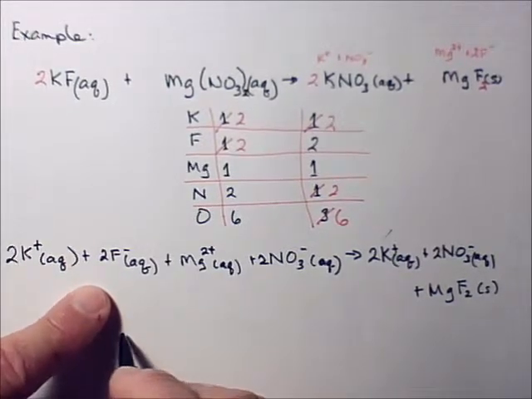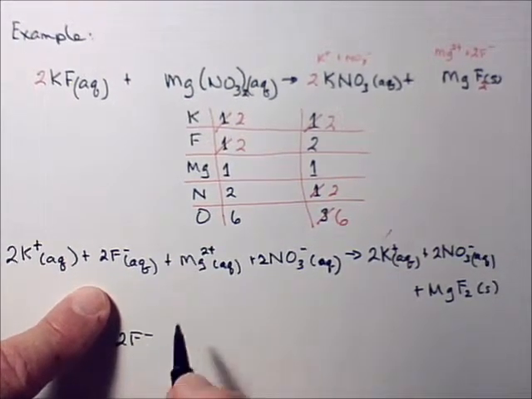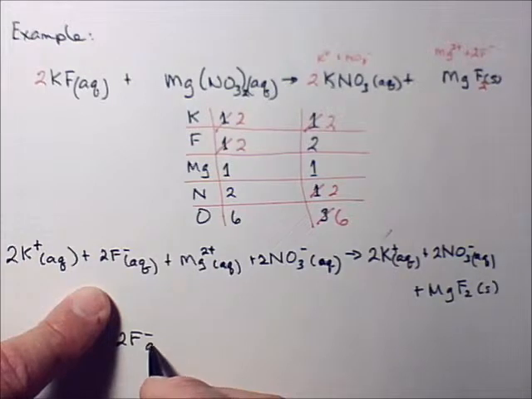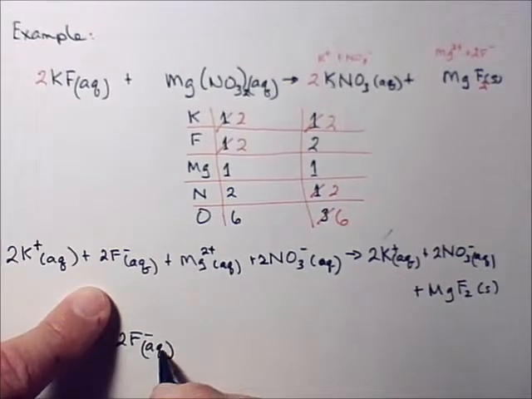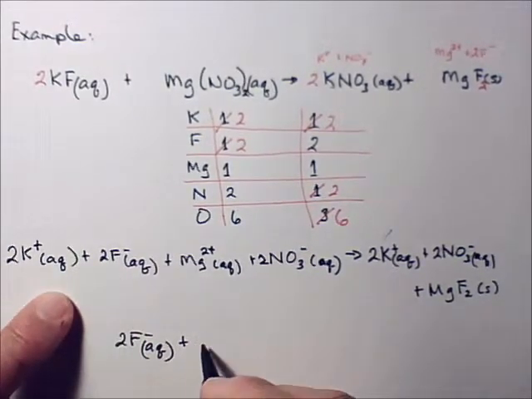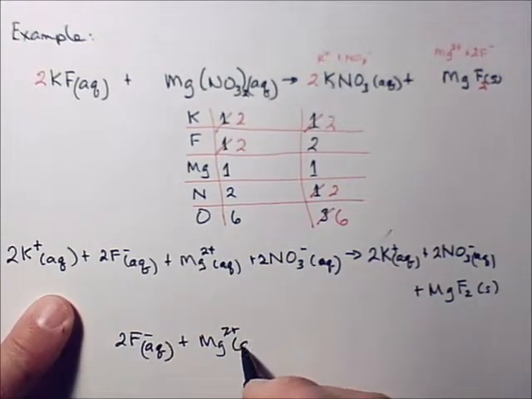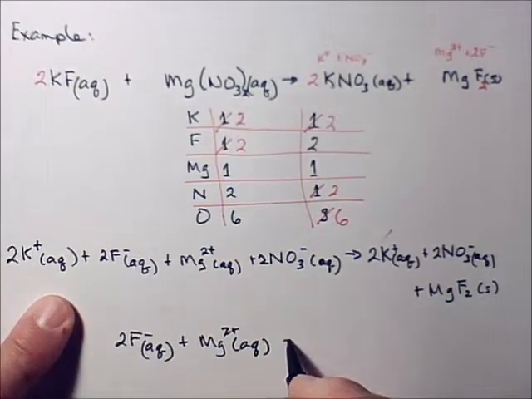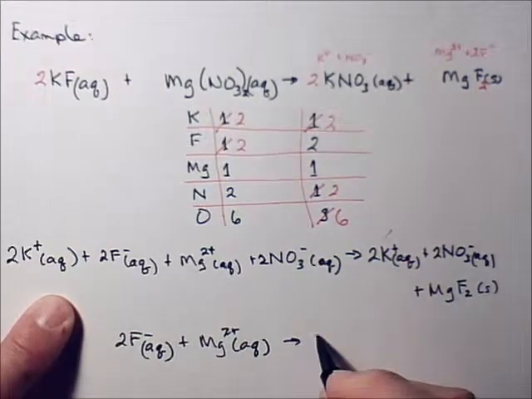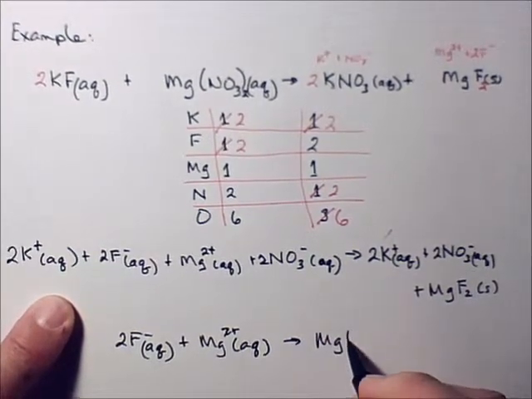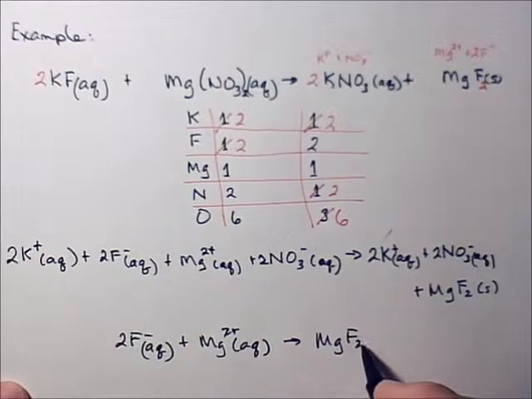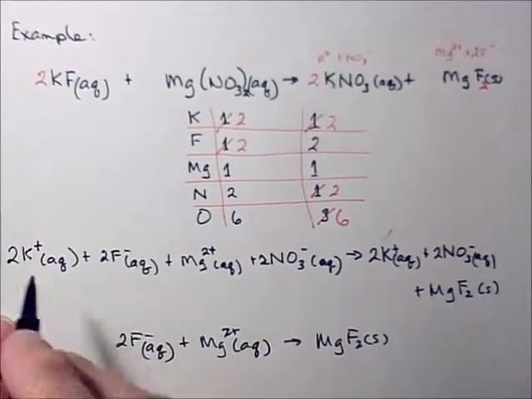Alright, so fluorine we said is going to change. Magnesium we said is going to change. And then magnesium fluoride was changed from these. And that's the net ionic equation. Okay?